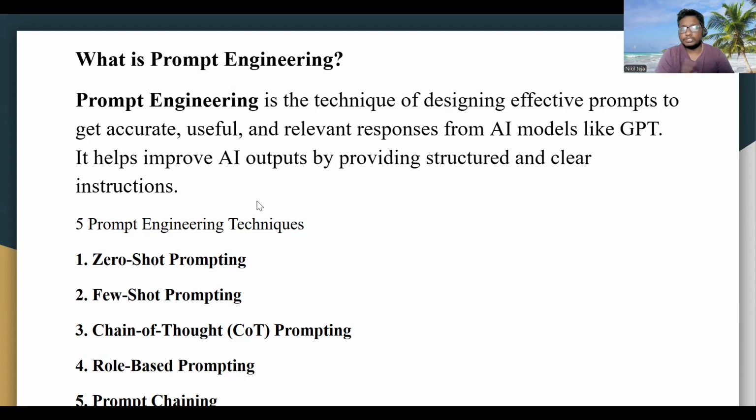And from the next video, we'll be jumping into AI tools. I will not be teaching about more prompting techniques. I'll be teaching only these five prompt engineering techniques. So yeah.